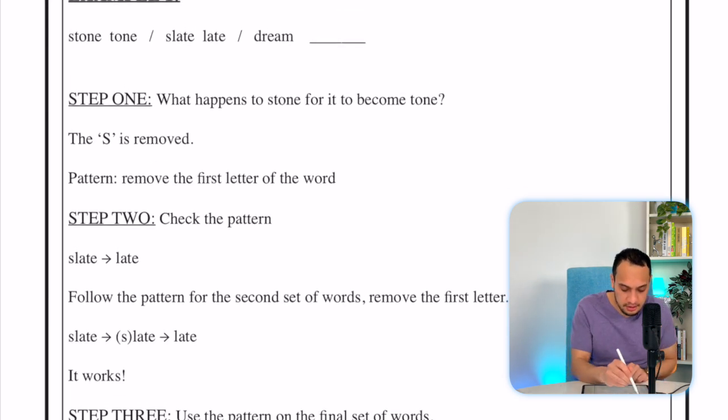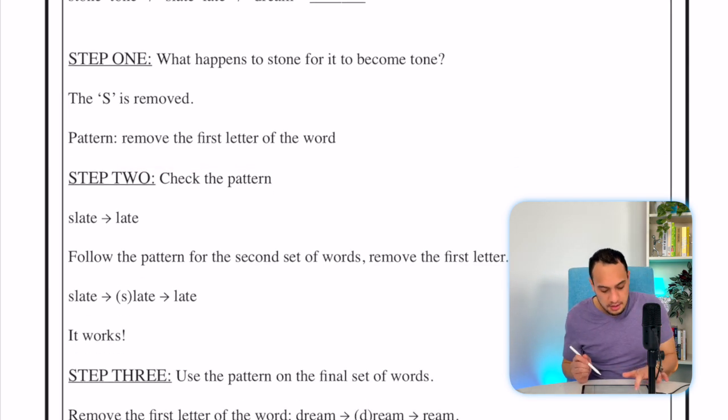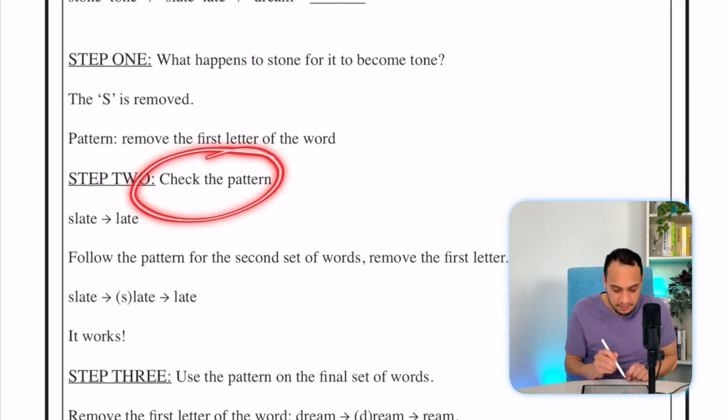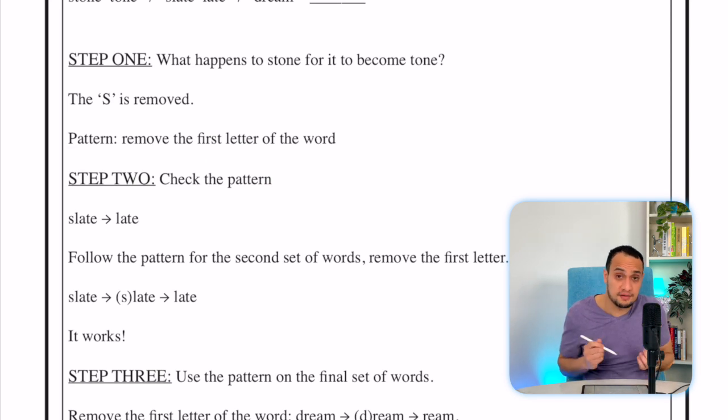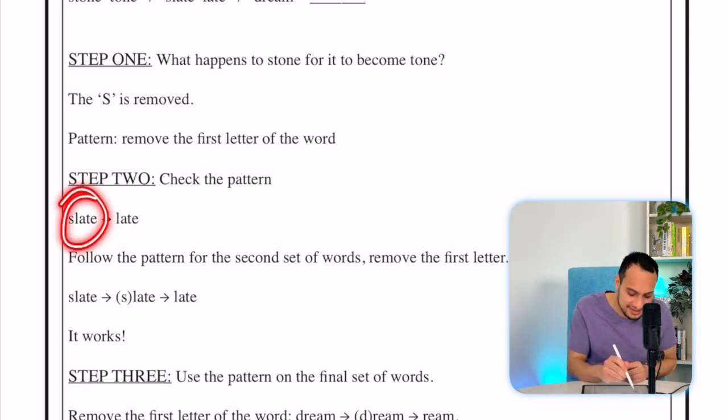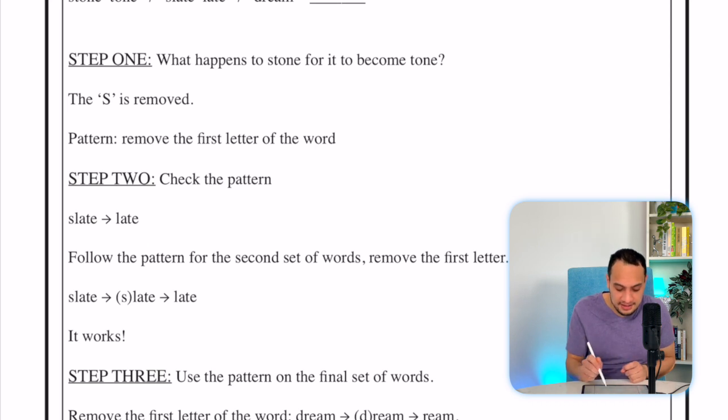So, initially the S is removed. So that's the pattern: remove the first letter of the word. Step two, you've got to check the pattern with your second example and see if it still fits. So slate to late. Now, this should follow the same pattern. You can see here an S has also been removed, and you can see that it works. Sometimes there are examples, and you'll see later, where there could be more than one thing happening.